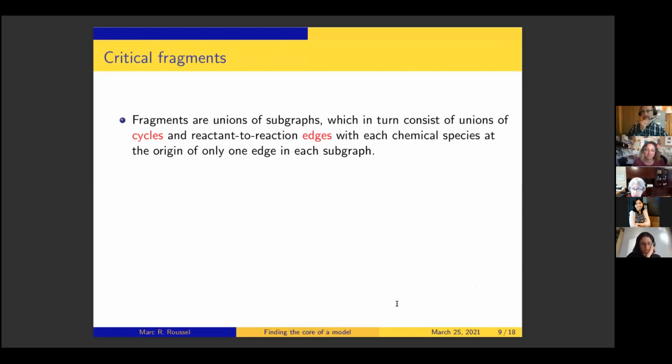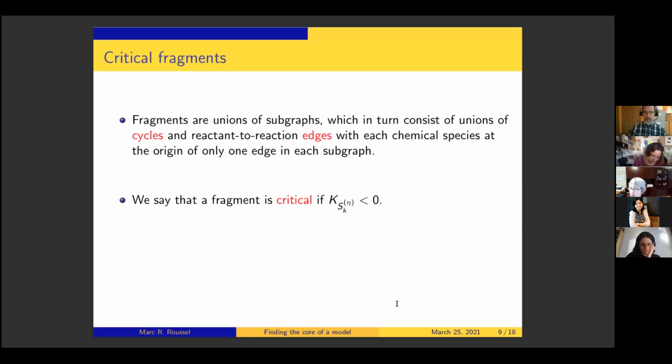Okay, so what are these fragments? They're unions of subgraphs, and the subgraphs themselves are unions of cycles, and then edges, but specifically edges that link a reactant to a reaction. So the edges that go from a reaction to a product can't be part of a fragment, and you can imagine the reason for that, right? It's because the products don't affect the rate of reaction. In mass action, it's only the reactants that matter. And within a subgraph, each chemical species can only be at the origin of one edge within the subgraph.